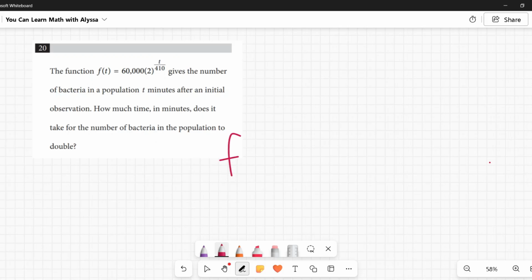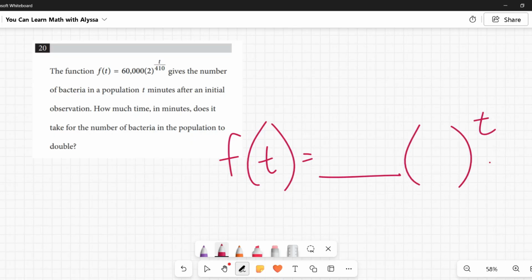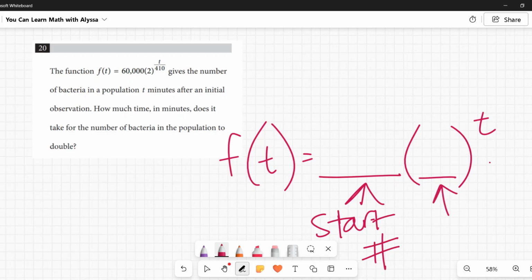And the format you're going to get, this is your format. This first number outside is your starting number, how many of the thing you started with. This number in here is going to be your percent increase.